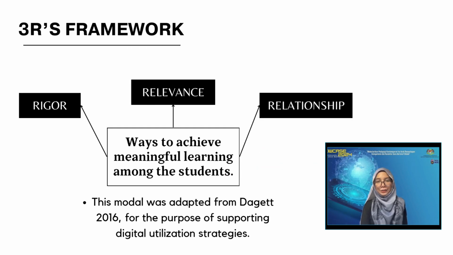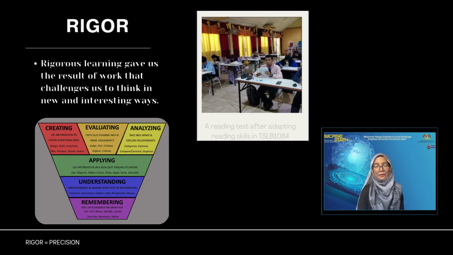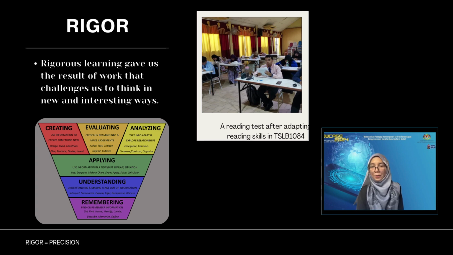Now we are moving on to 3R's framework. So the first R is rigor. So rigors in learning give us the result of work that challenge us to think in new and interesting ways. And rigor also includes a few more skills that are creating, evaluating, analyzing, applying, understanding, and remembering.